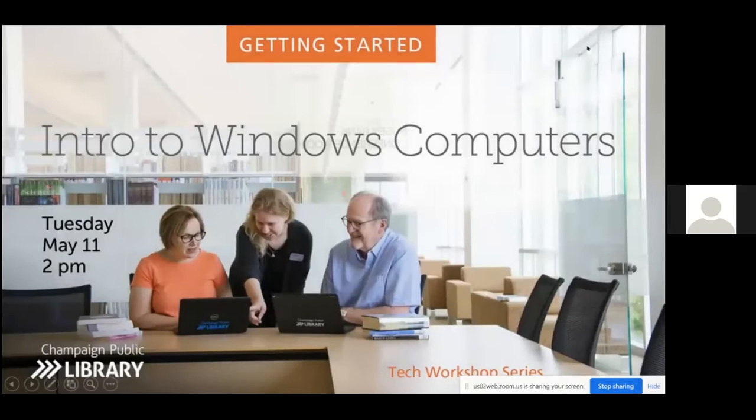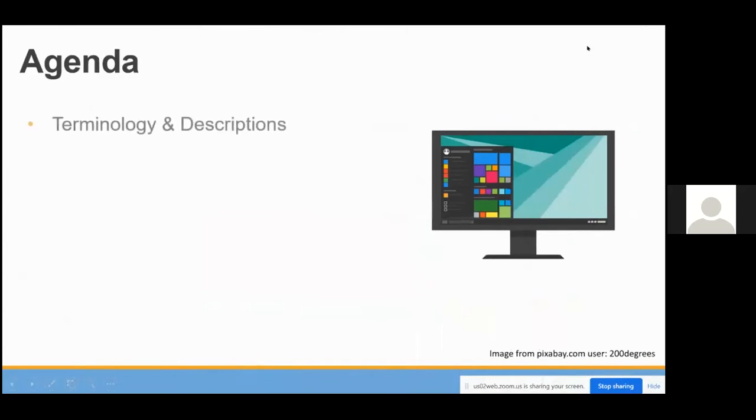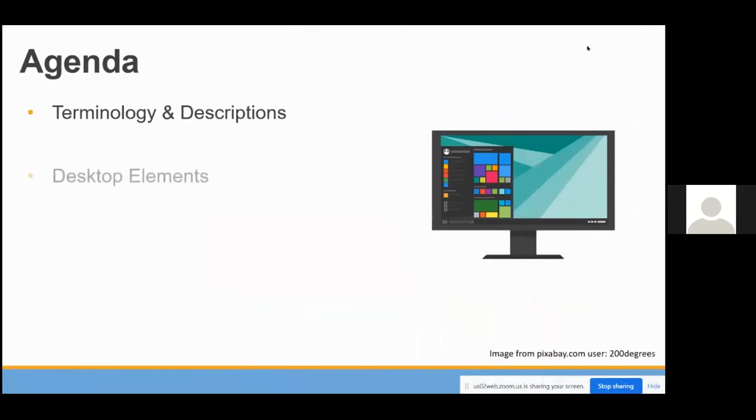It's our lovely slideshow screen here. All right. So the things we're going to cover today, we're going to cover some terminology and descriptions because, of course, just like anything, technology has its own language. Just like learning a new language, there's all the terms and vocabulary. So we'll talk a little bit about terminology and descriptions. And then we'll talk about the desktop elements, what the desktop is, the different pieces of what you see on the screen.